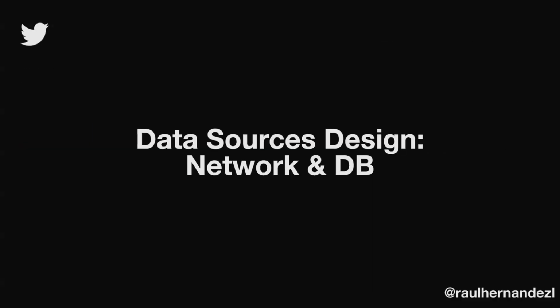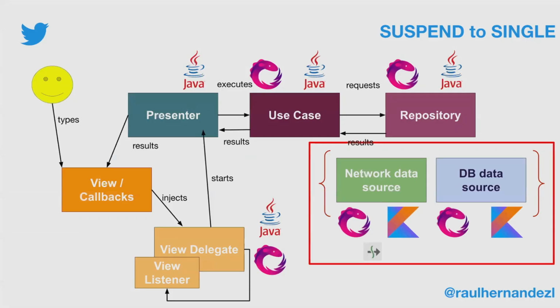And now let's talk about the migration in the data sources. First of all, the network and the database. So initially, I'm going to change those singles to use suspend functions, returning those suspend functions from that, and finally returning what the repo is expecting to have.